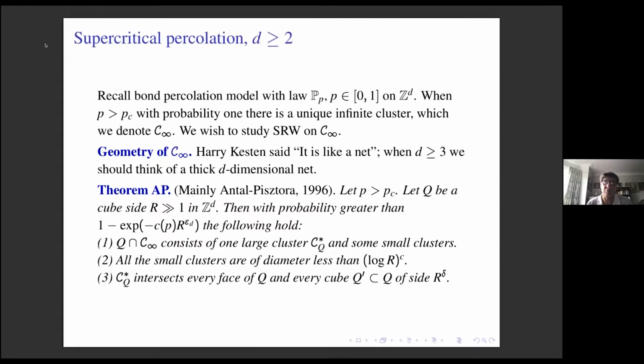So let's start with the supercritical percolation for d bigger than or equal to 2. Recall from the first lecture the bond percolation model that we met. When we're in the supercritical case, p bigger than p_c, it took a while to prove, but with probability one, there is a unique infinite cluster, which I'll denote C_infinity. And we wish to study the simple random walk on C_infinity. So what does C_infinity look like? Many years ago, Harry Kesten said it's like a net, but in higher dimensions, we should really think about a thick sort of d-dimensional net, objects which we don't actually normally meet much in our everyday lives.